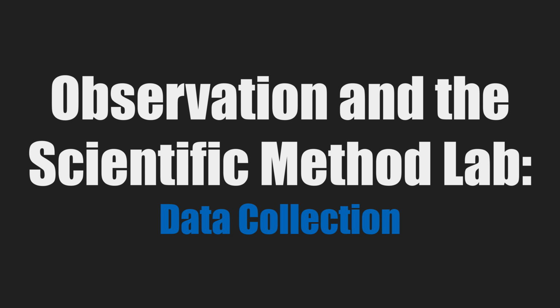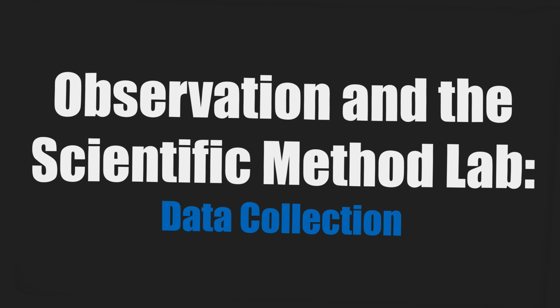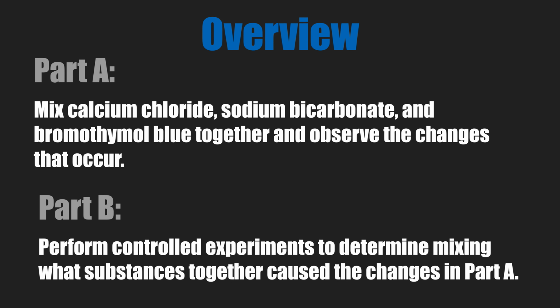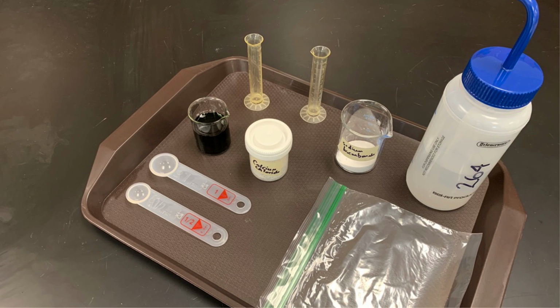What we're going to do today is collect data for the observation and the scientific method lab. The first thing that you need to understand is what is the purpose of this lab. So in part A, we're going to mix calcium chloride, sodium bicarbonate, and bromothymol blue together and observe the changes that occur. In part B, we need to perform controlled experiments to then determine mixing what substances together cause the changes in part A.